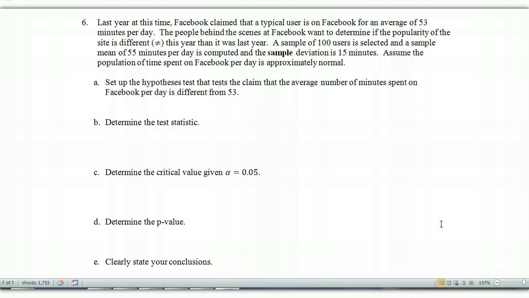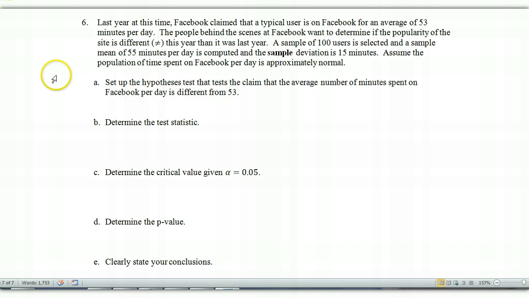Alright, and then 6, the last one, the hypothesis test problem. Okay, so last year Facebook claimed a typical user is on average online for 53 minutes a day on Facebook. The people behind the scenes want to determine if the popularity of the site is different, right, not equal to the 53 that it was last year. So they take a sample of 100 users selected, and a sample mean of 55 minutes per day is produced by that sample of 100. They want to test the claim. Is the number of average minutes spent online the same as it used to be?